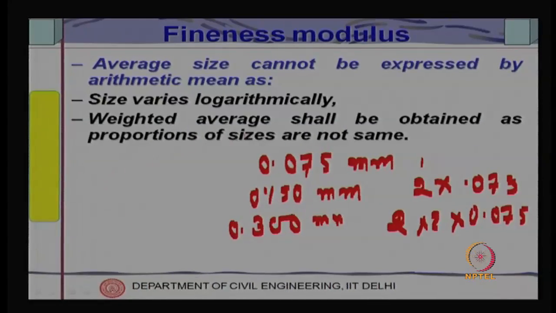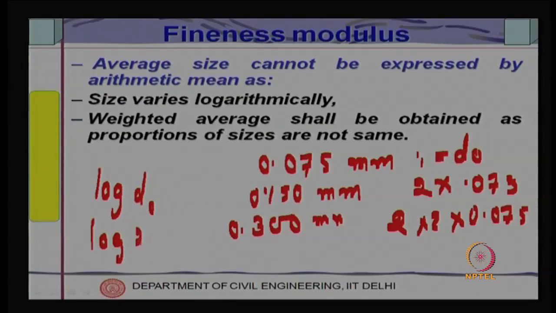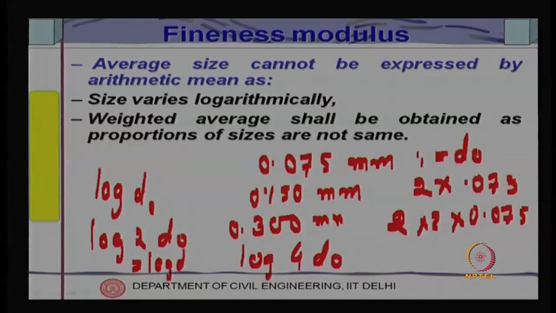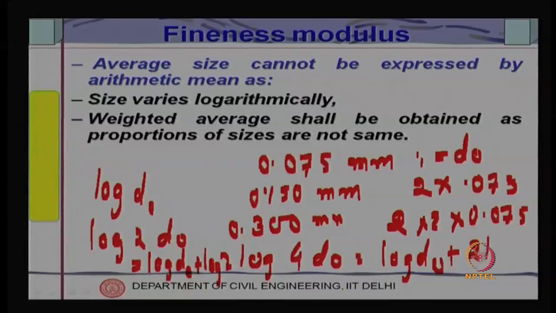If you take the log of the sizes, log d, let us say d 0, this will be log d 0, this will be log of 2 d 0, and this will be log of 4 d 0. So, in log scale, they will vary in arithmetic progression, because every time you are increasing by log 2. So, this can be written as log d 0 plus log 2, this will be log d 0 plus 2 log 2, and so on. So, it varies in arithmetic progression in logarithmic scale. So, sizes vary in geometrical progression, and therefore, they vary logarithmically.